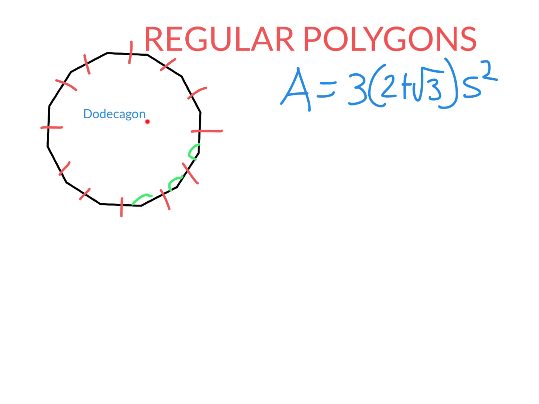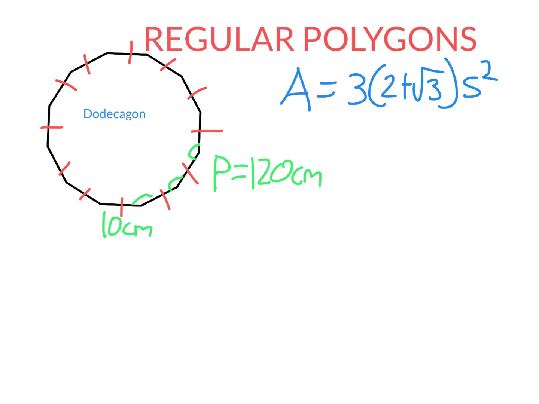Now a dodecagon is a shape with 12 sides. So a regular dodecagon, this shape here, has 12 sides and each side is equal. So finding its perimeter would be easy. If I tell you that each side is 10 centimeters, then of course the perimeter is just 12 times 10, which is 120 centimeters. But finding the area of regular polygons can actually be quite challenging.